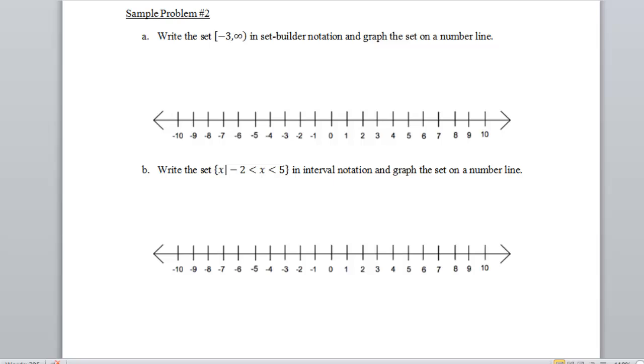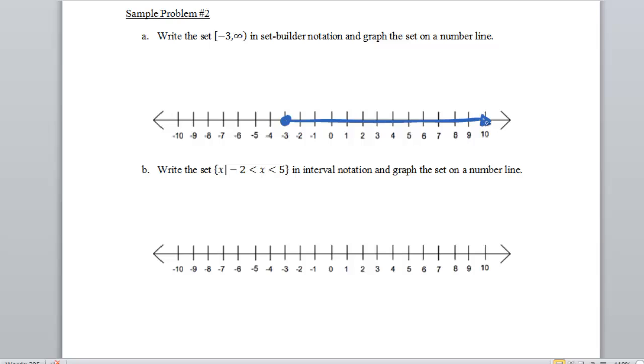So in sample problem number 2, it simply asks us to write the set [-3, infinity) in set builder notation and graph the set on the number line. Well, if I were going to write that as a range of values, what it's basically saying is that we're going to go from -3, and it's closed, and then it's going to go to positive infinity. So it's going to go in this direction forever and forever. And so that's what it's going to look like on the graph.